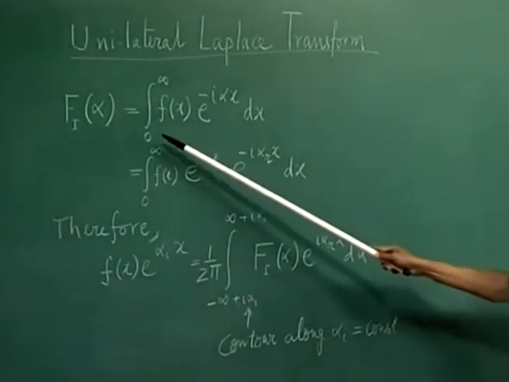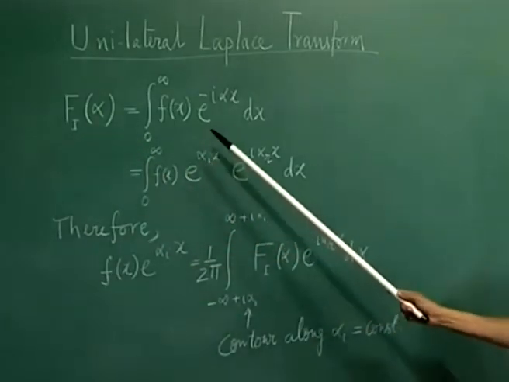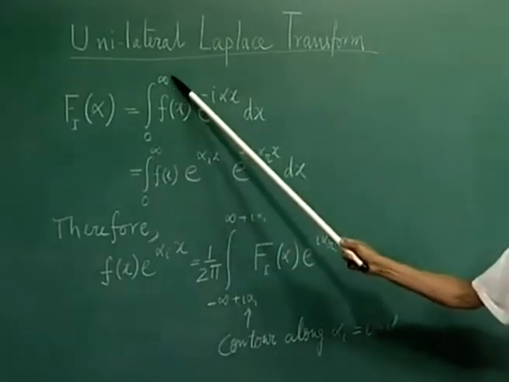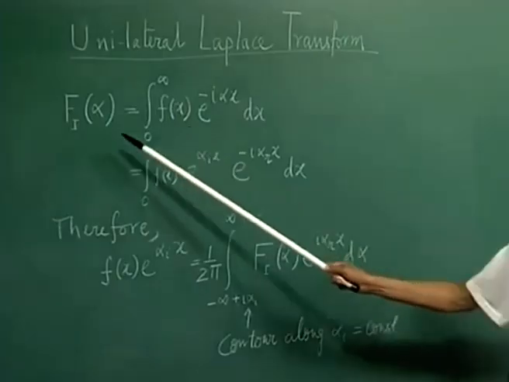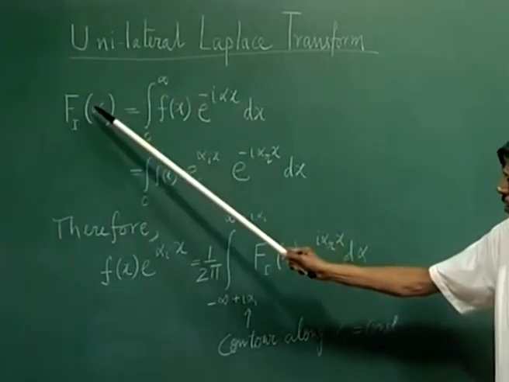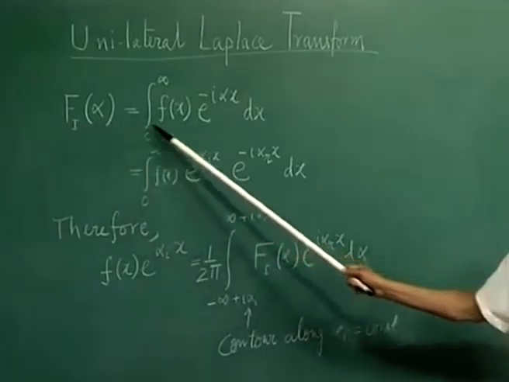I could just talk about a unilateral Laplace transform. Why is it unilateral? Because the range is from 0 to infinity. We are excluding the minus infinity to 0 part. That is why it is unilateral. We indicate it by subscript I. Okay. So, this is given by this.